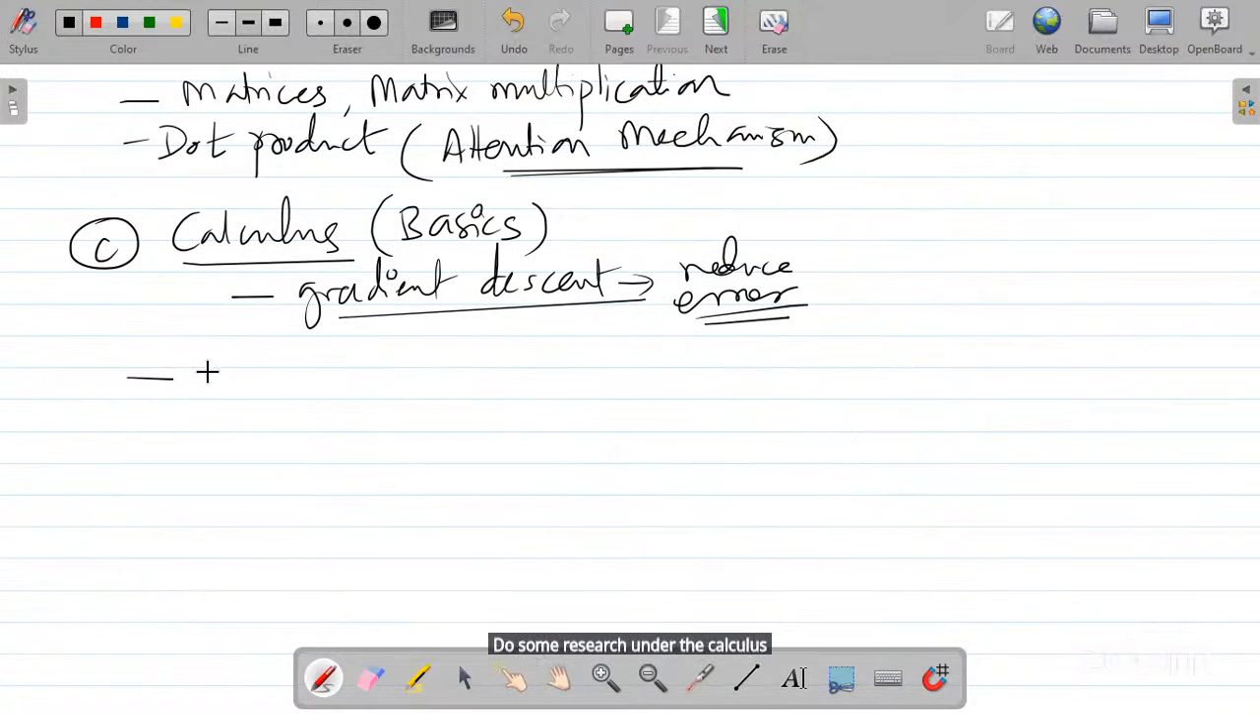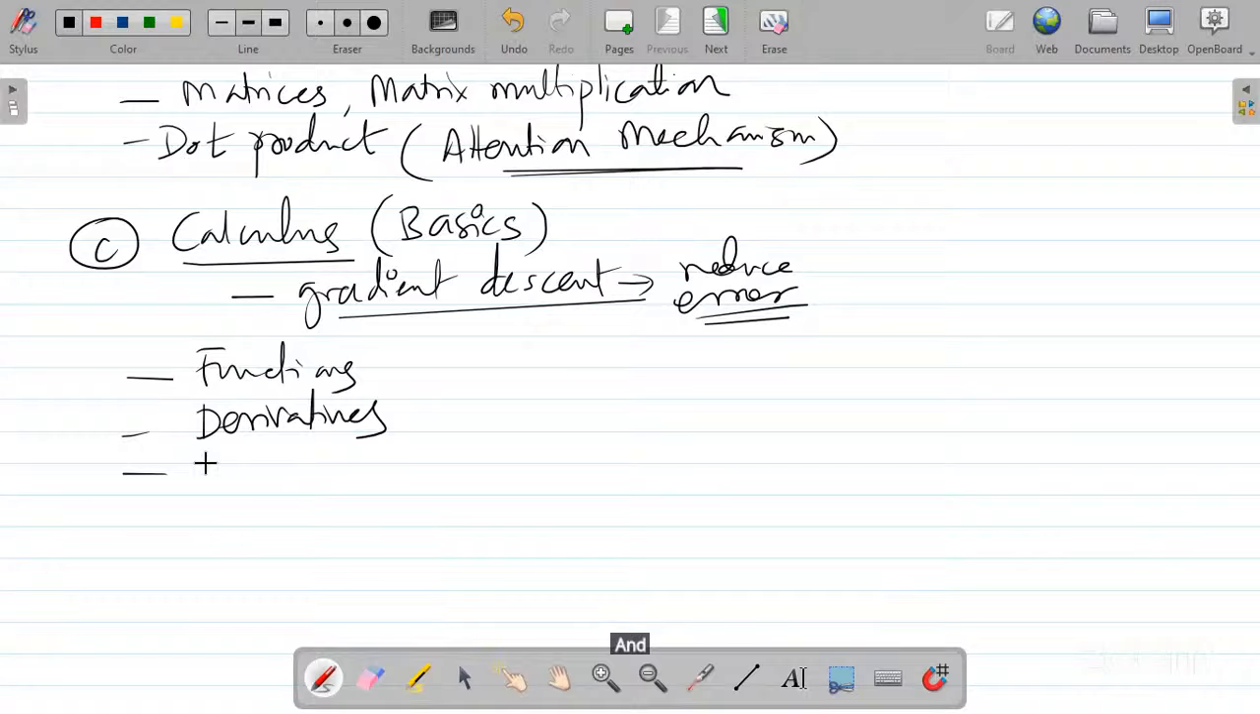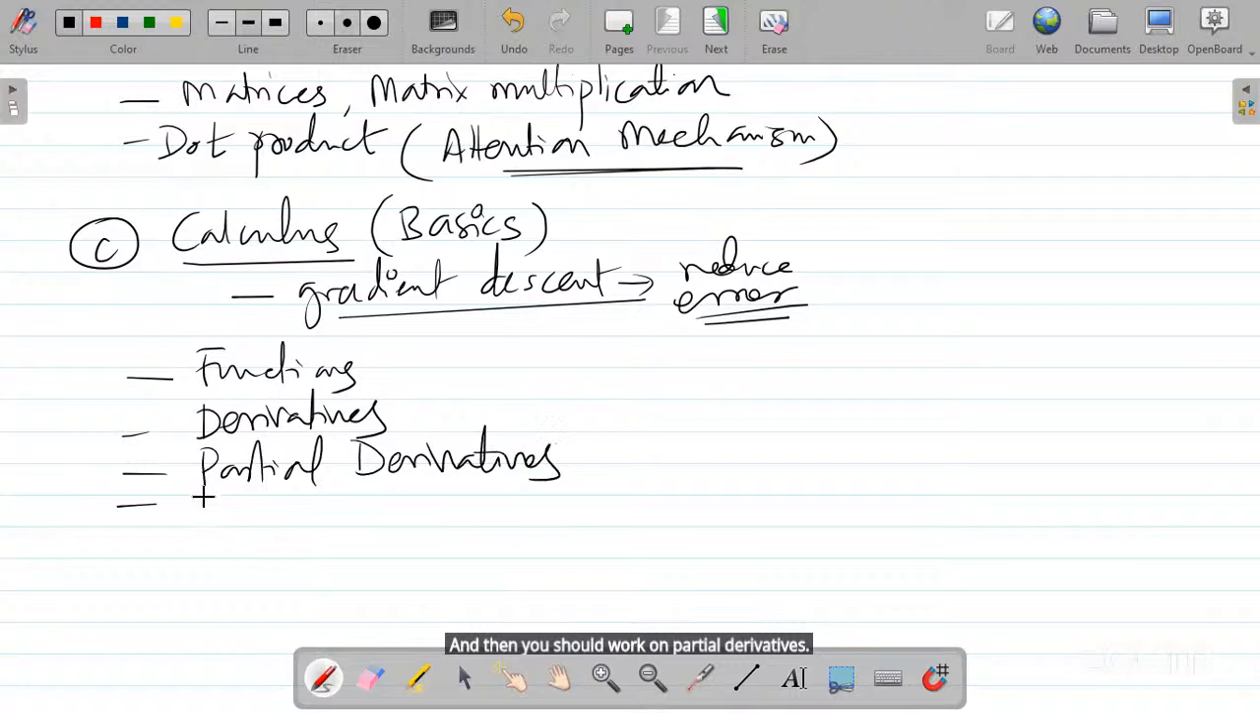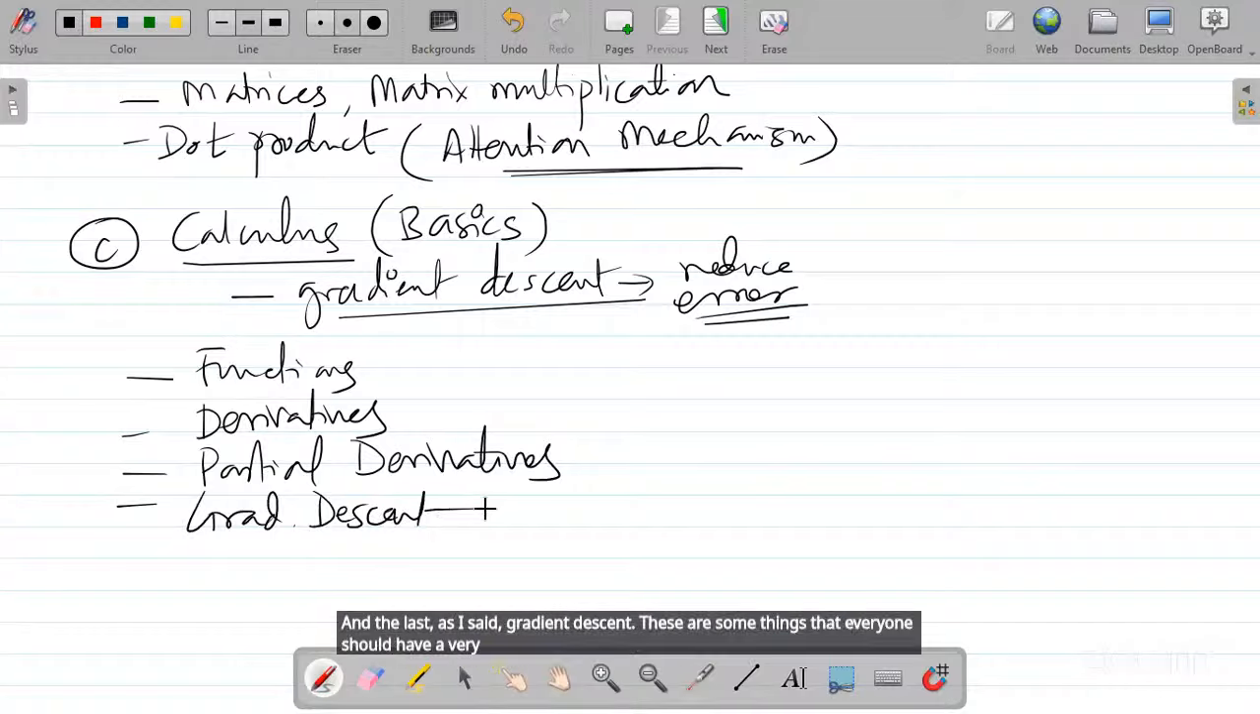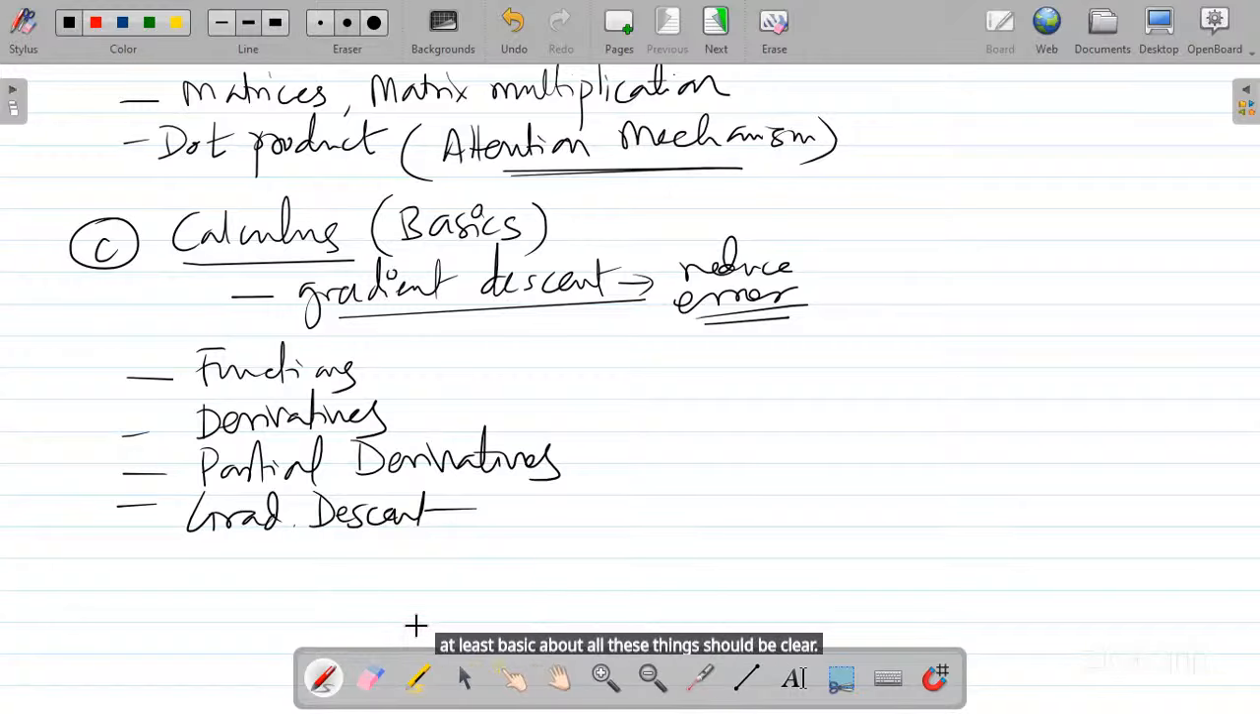Now, what are the topics that you should work on, or at least do some research on, under the calculus section? That is your functions, right? Then you have derivatives, how they are calculated, okay? And then you should work on partial derivatives. And the last, as I said, gradient descent. These are some things that everyone should have a very clear idea of. At least the basics about all these things should be clear, okay? Now this completes your first knowledge block.